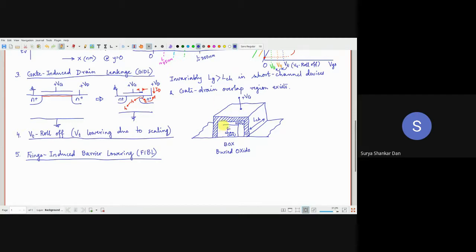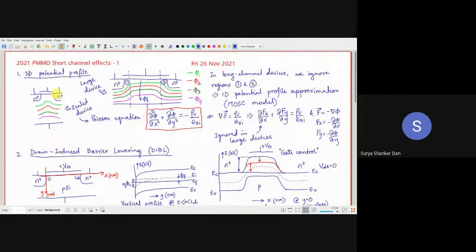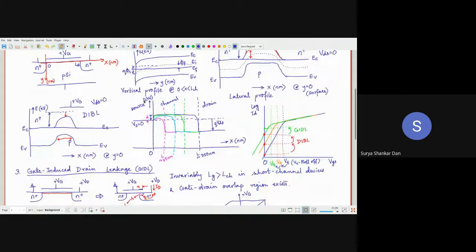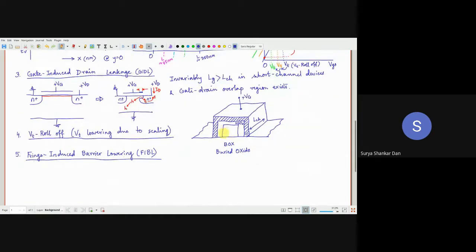Let me just erase this so that I can draw here itself. Always remember that the field is always maximum wherever there are any pointed corners. Previously, we were not having any corners. It was a planar structure. So the fields were uniformly distributed. That's why we could get flat potential profiles. In this case, if we draw the potential profiles, what will be the situation? There will be higher fields in the corners, right?